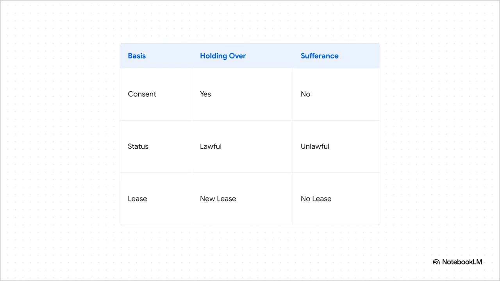I sternly command you to draw this exact high contrast table in your answer booklet. Distinction: holding over versus tenant at sufferance. On the basis of consent, holding over is with the landlord's consent. Tenant at sufferance is without consent. On the basis of status, holding over makes one a lawful tenant. Tenant at sufferance makes one an unlawful occupant. On the basis of a new lease, holding over? Yes, a new lease is created. Tenant at sufferance? No.